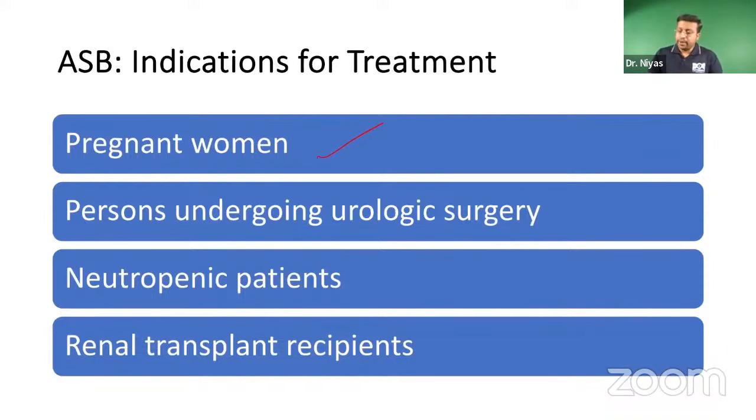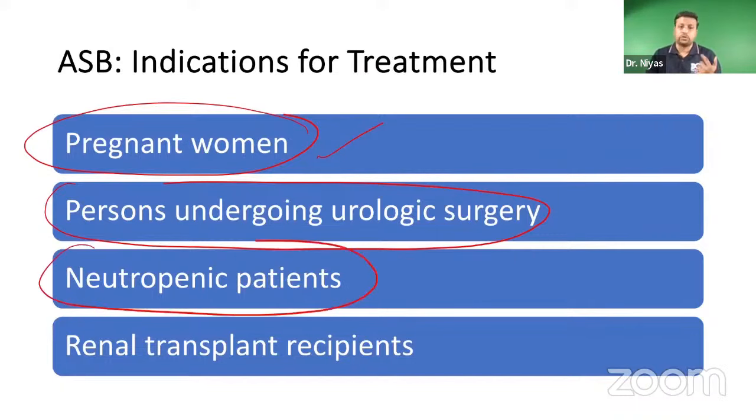So as a result, pregnancy is one of the commonest indications where asymptomatic bacteriuria should be screened. Every pregnant female, especially at the first antenatal visit itself, should be screened for asymptomatic bacteriuria and treated if it is there. Patients undergoing urological surgery where there is mucosal bleeding, again, an indication.